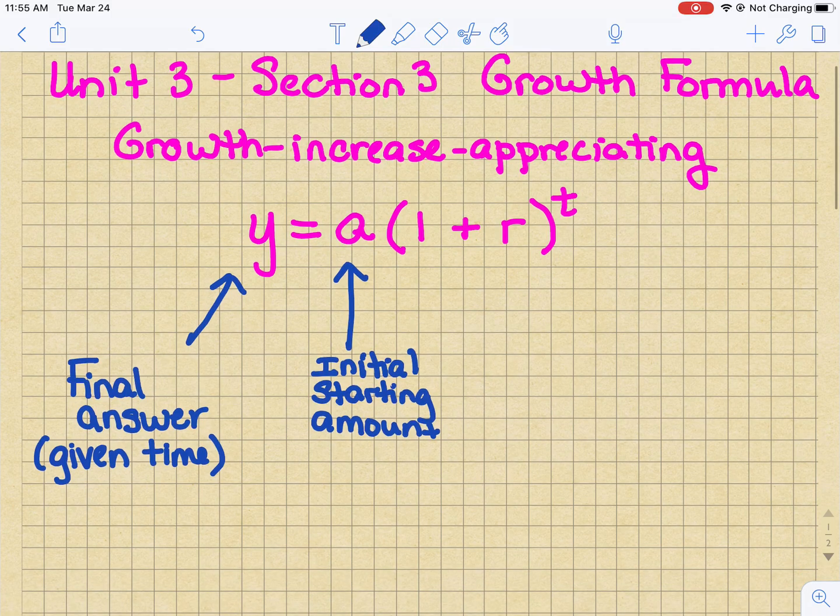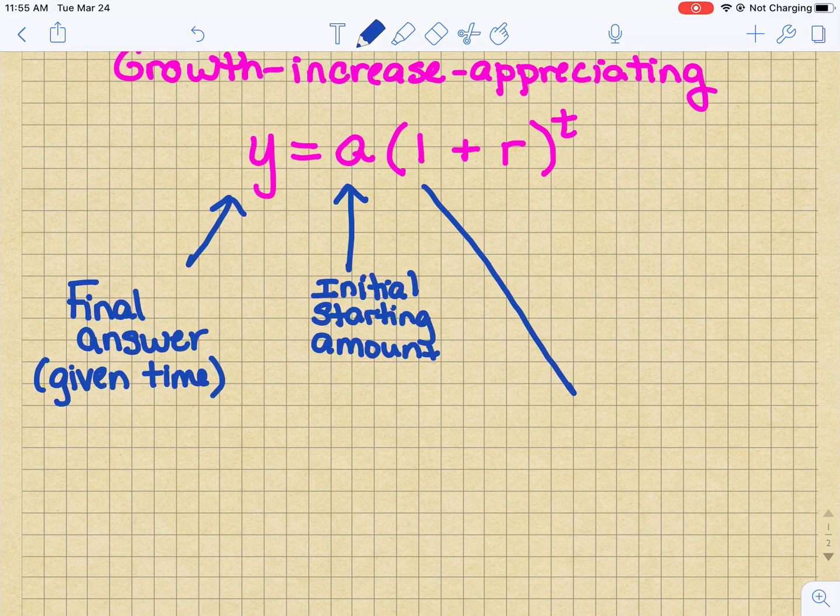Now the 1 sometimes confuses people. The 1 stands for we're going to add in 100% of what we started with. So the 1 is actually 100% in decimal form. So we really need to add in the original amount, and in order to do that, we're adding in 100% of the original. So that's always a 1 there because we always want to add it back into what we originally had.